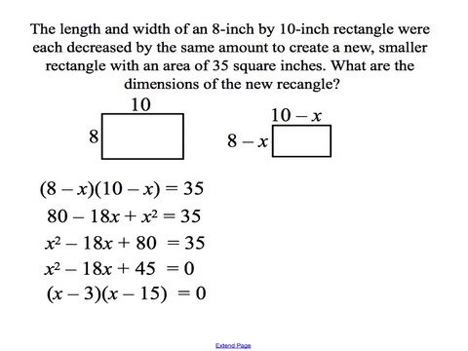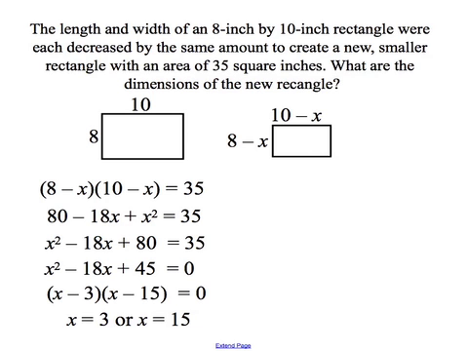And this one is factorable. x minus 3 for one binomial, x minus 15 for the other. So we can break this into two equations and do the work in our head. If x minus 3 is 0, then x has to be 3. If x minus 15 is 0, then x has to be 15.